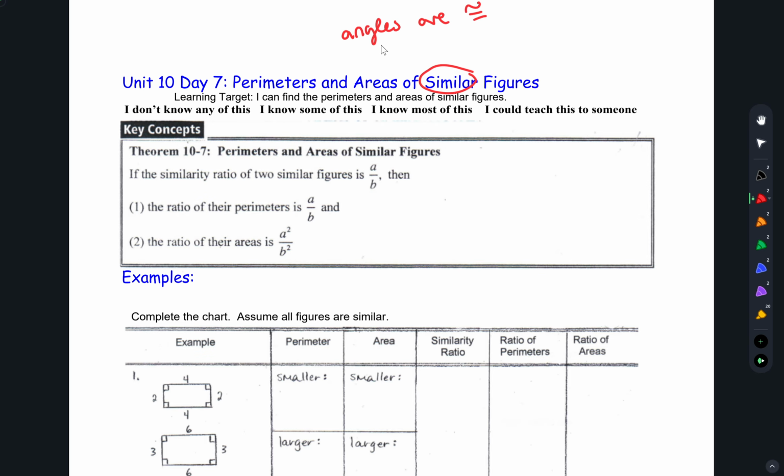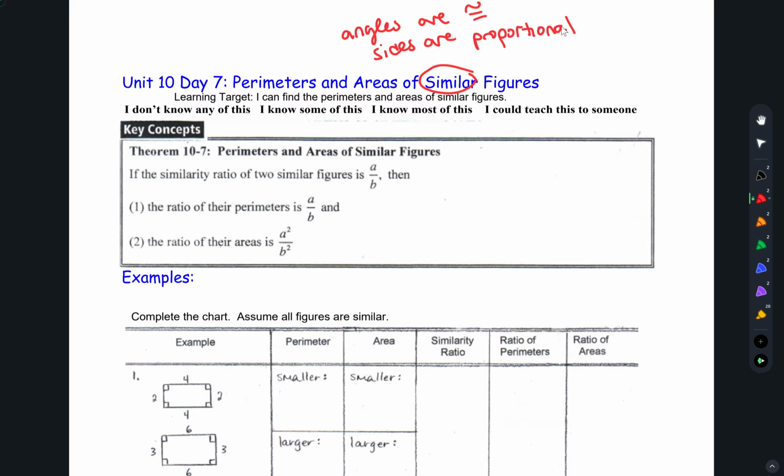The angles are congruent. The sides, we know that they're not congruent. We call them proportional. Okay, so that's what similar means. Angles are congruent, sides are proportional. Essentially, what we're going to be looking at is the same shape, but just in different sizes. And we're going to be comparing them.